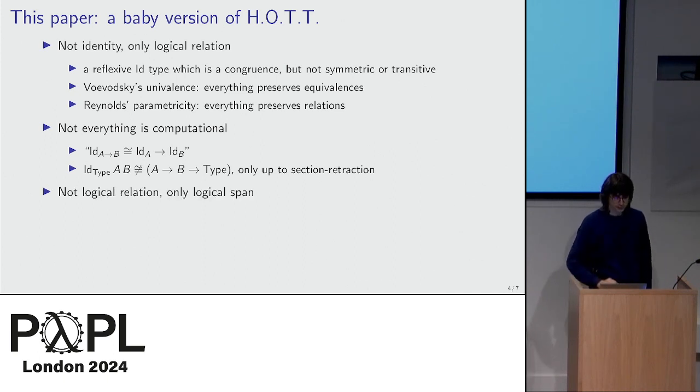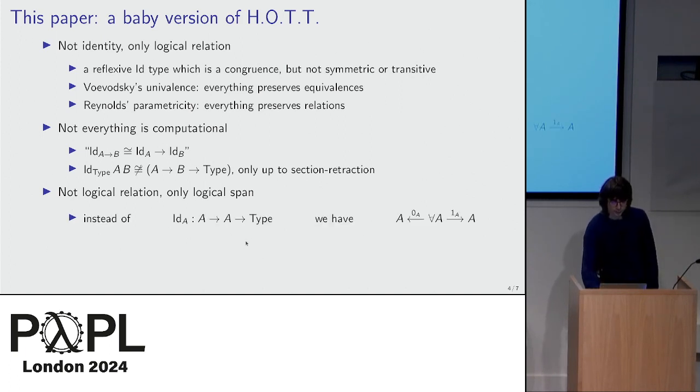And then finally, we don't even have logical relation, okay? We only have logical span, so instead of a relation, we have a span. So instead of IdA, I have a type forall A, together with two maps into A, 0 and 1, which give you the two endpoints. So this is like the Grothendieck correspondence, fibers and indexed, and we are staying on the fiber side.